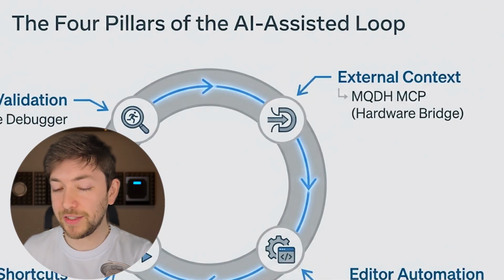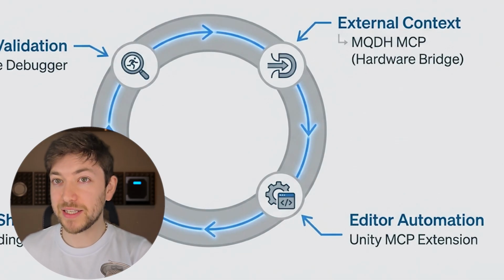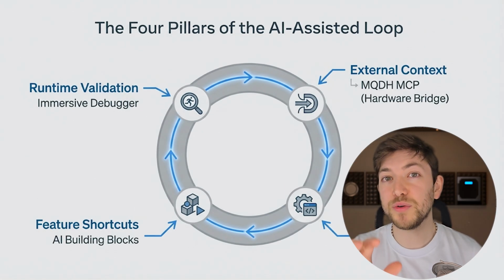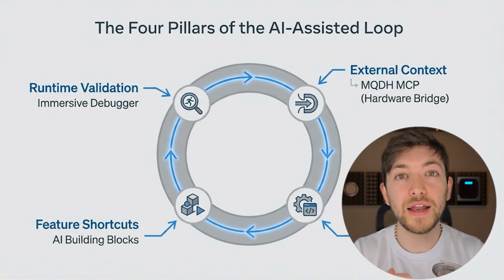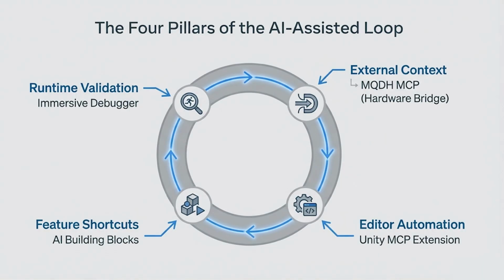And for me, in order to start, I think we have 4 different things that we need to talk about. The MQDH MCP, the Unity MCP extension, the AI building blocks, and the Immersive Debugger. Each one of those solves a part of the iteration loop. And as we go through them, I want to explain each term in simpler language. But anyway, let's start. The first thing that I'm going to do now is open the website for the MQDH.